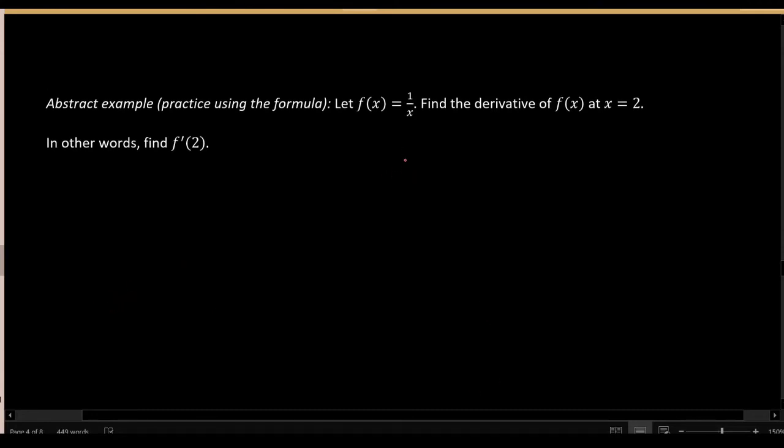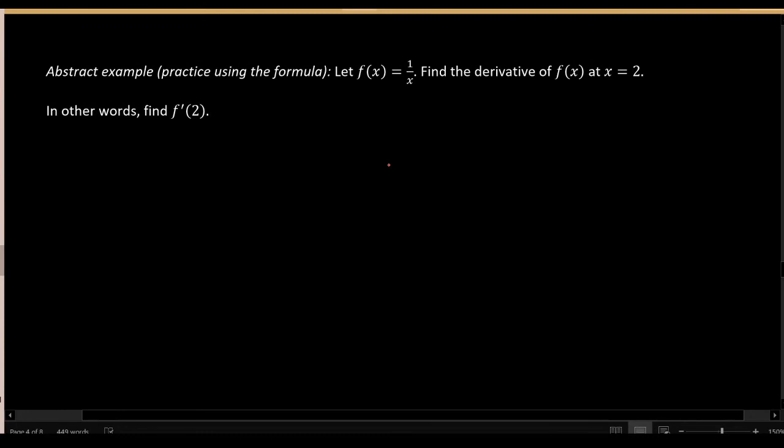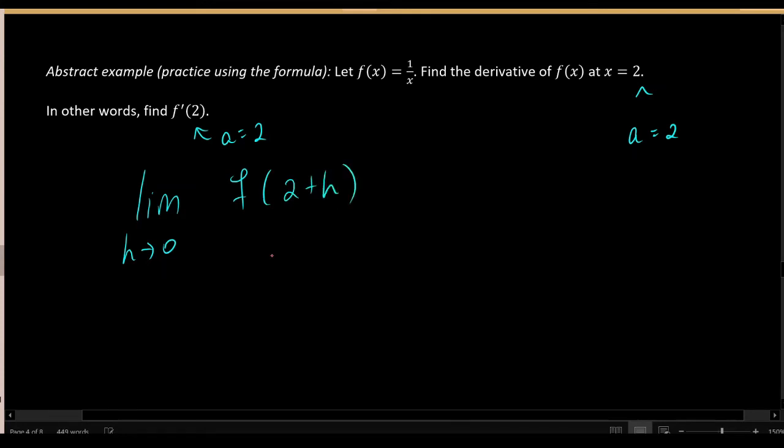Someone says, this time my function is 1 over x. My goal is to find the derivative, to find the value of f prime at x equals 2. So in this case, I need to use that difference quotient formula with an a value of 2. So I'm going to take the limit as h approaches 0 of the function evaluated at 2 plus little something, take away f at the initial 2, divided by h.